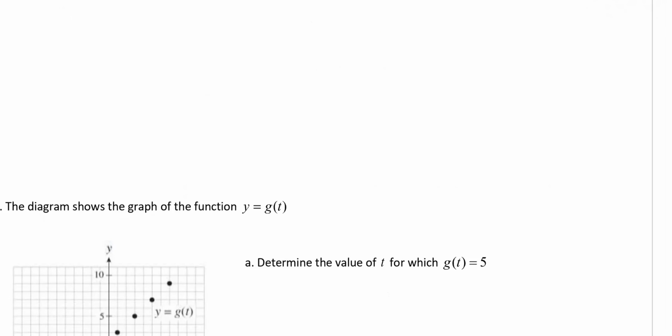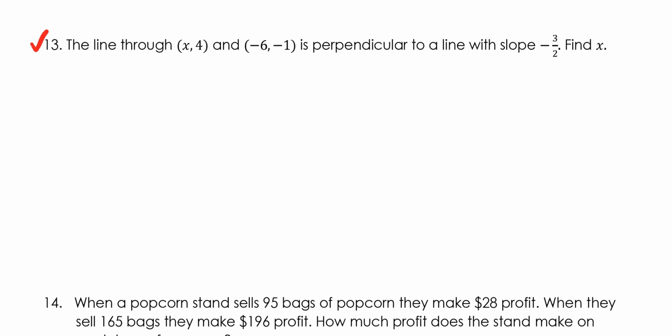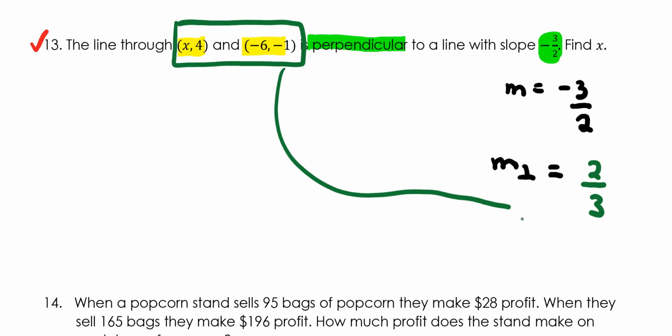Okay, let's take a look at question number 13 now. Okay, so the line through this point and that point is perpendicular to a line with a slope of -3/2. Okay, so this slope is going to be -3/2. If I want to be perpendicular to that, I need the negative reciprocal, so this is going to be +2/3. And what we do now is we set up a slope equation for these coordinates, and we make it equal to this slope. Very similar to question number 7.